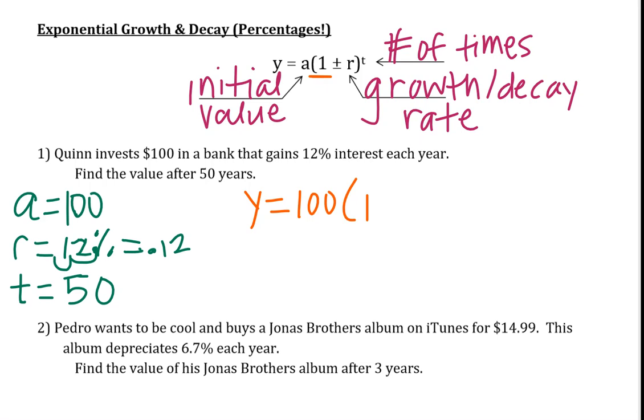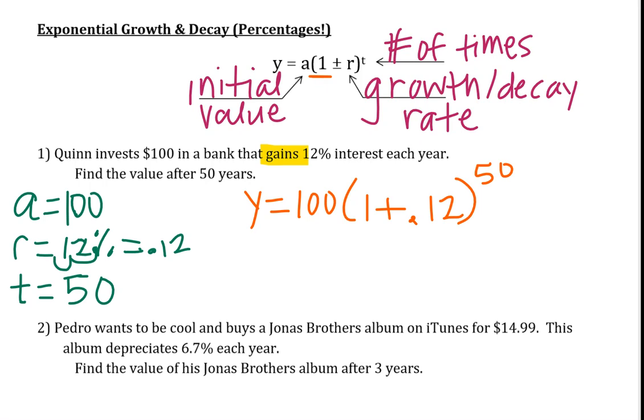Okay, then I have to look at my problem because I have to decide, am I going to be adding or subtracting? I can't do both. So I have a key word here that tells me that I'm going to add, and that word is gains. If I am gaining interest, that means I am getting more. There's more of it, and so that means that I have to add. So 1 plus r, I know that r is 0.12 to the power of t, which is 50.